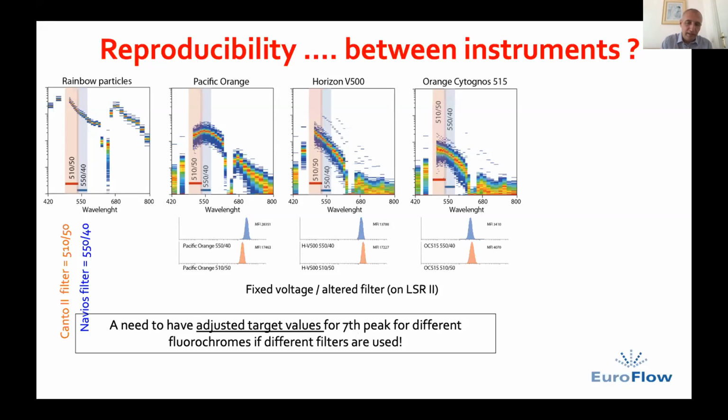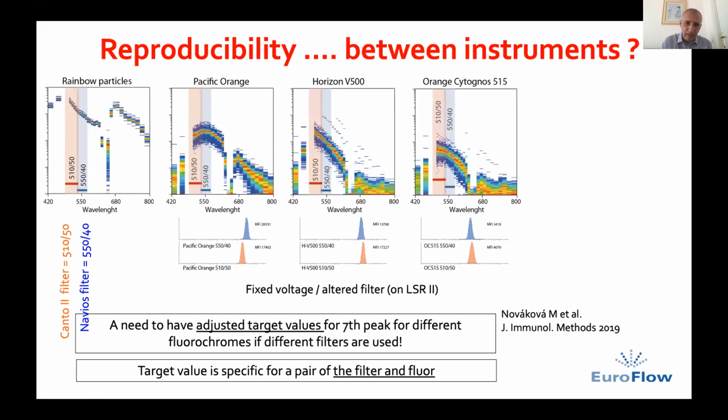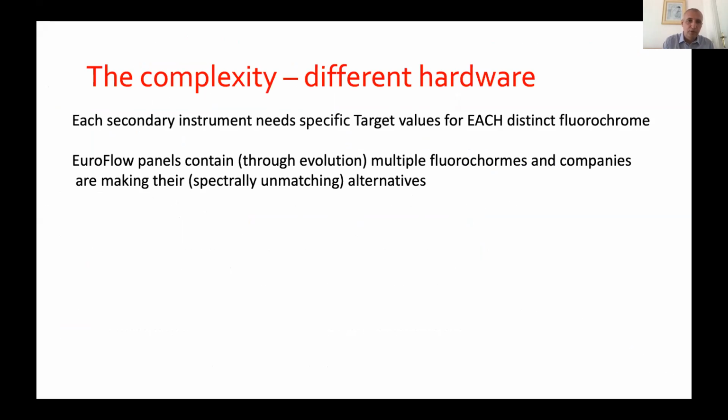And to make it even more complicated, you will have to always make a target value that is specific for a pair of a filter and fluorochrome. So there will be one value for BC Navios and Pacific Orange, and confusingly a different value for the same cytometer, but different fluorochrome, for instance, the Horizon V500. So there the complexity is greater. Every secondary instrument needs specific target values for each distinct fluorochrome.